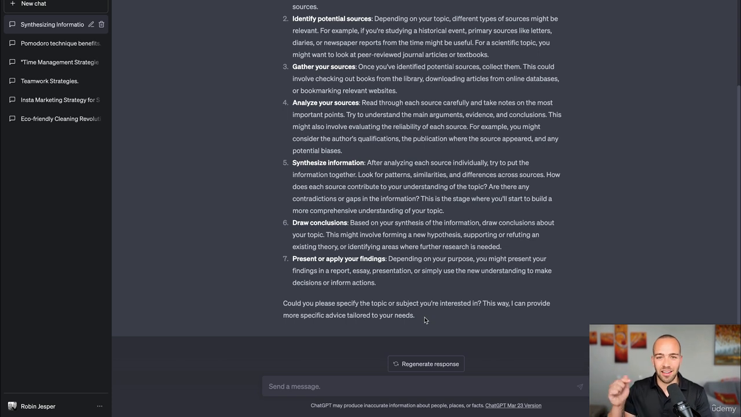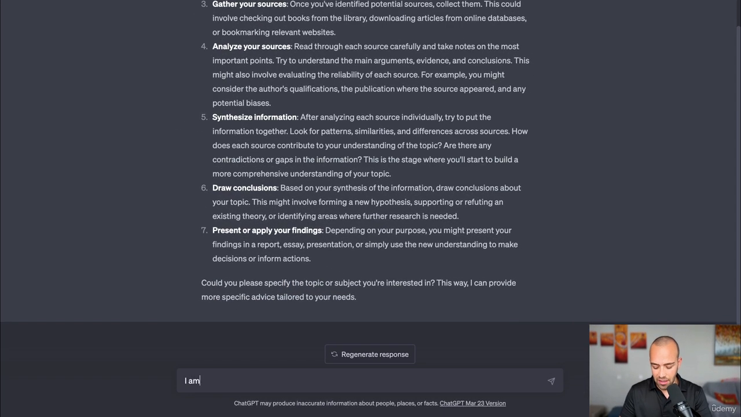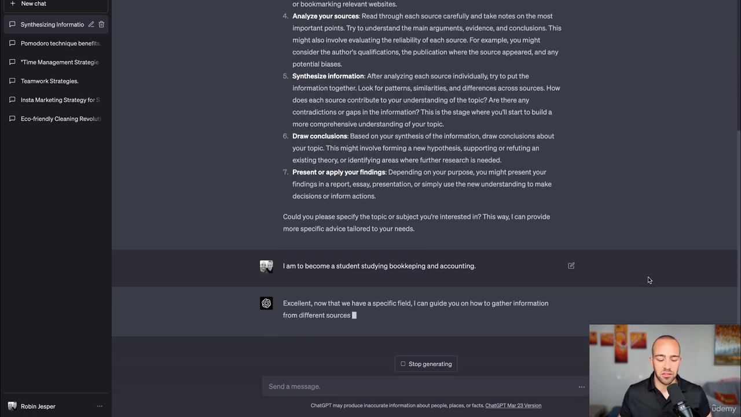This is exactly what we are looking for. Tailored answers to our needs. So it's starting to ask us questions. So I can continue on this. Could you please specify the topic or subject that you're interested in? And we can write, I am to become a student studying bookkeeping and accounting. And then you can send that off and see what answers we are getting.